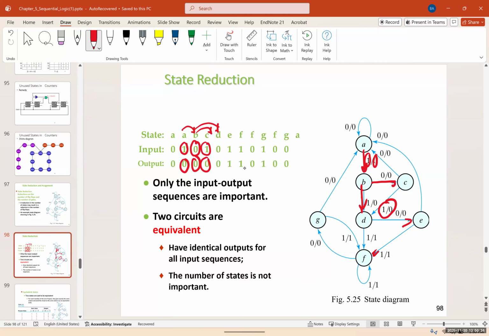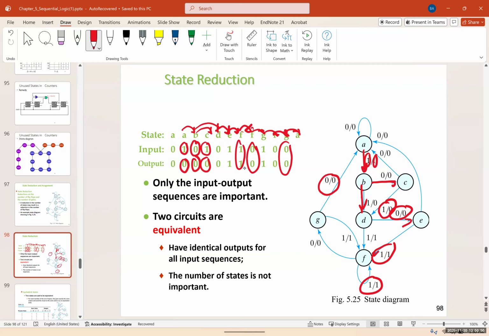And then again, from D to E, if I have 0, 0, I'm going from D to E. If I have 1 and 1, I'm going from E to F. Again, 1 and 1, I have F to F. And then 0, 0 goes from F to G. And 1, 1 goes G to F. 0, 0 goes F to G. And 0, 0 goes from G to A.